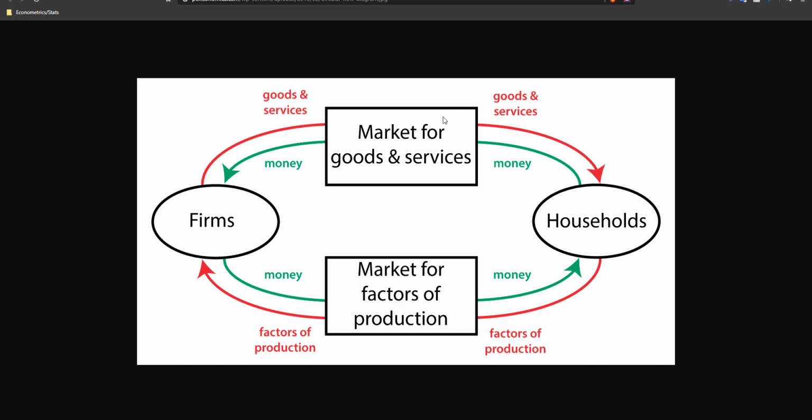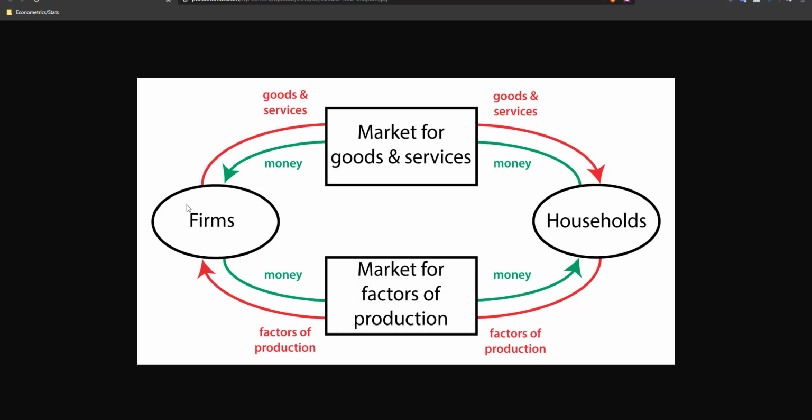All right, so basically what you have here is firms, businesses, and businesses produce goods and services, televisions, clothes, food, and so on and so forth. They produce goods and services, and these goods and services are sold to households. And by households, we mean you and I, consumers in general. But how do these firms produce all these goods and services? Well, they require what we call the factors of production. You see, they need to hire people to work for them.